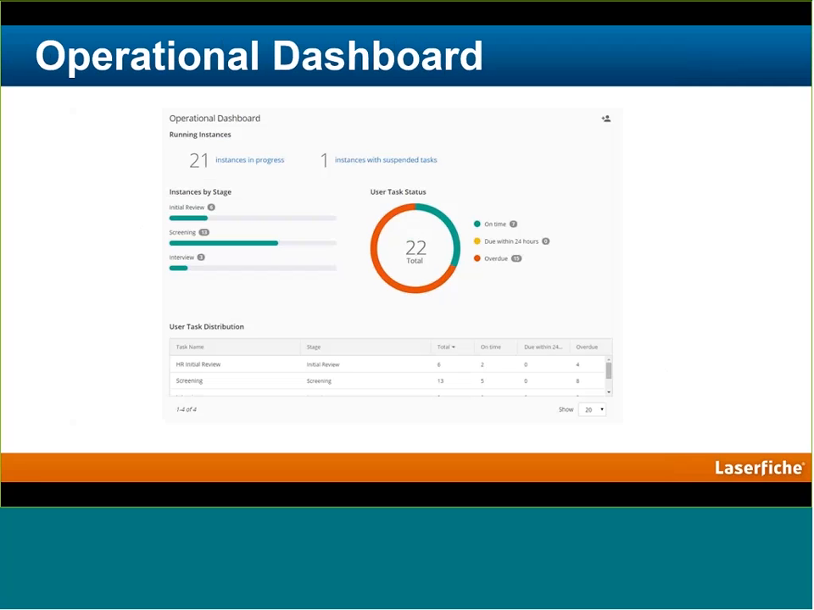Notice that our 3 same stages are here: initial review, screening, and interview, matching up with the stages on the process modeler. Organizing your process into distinct steps helps to identify exactly where in the process each instance is at. The operational dashboard report is automatically generated for every active process and provides a way to quickly see the overall instance activity.